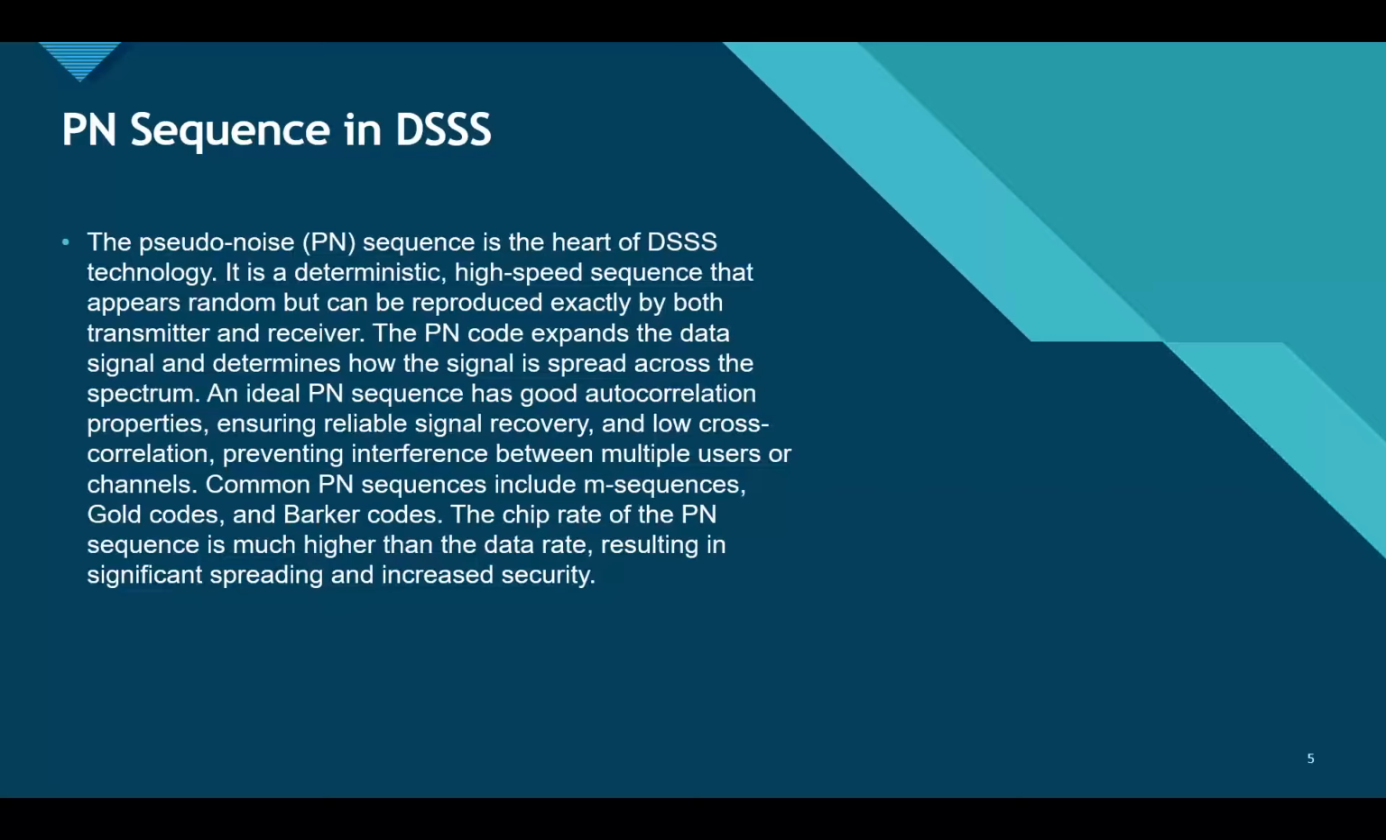Commonly, pseudo-noise sequences include m-sequences, Gold codes, or Barker codes. These are types of codes which are widely used. The pseudo-noise sequence always runs at much higher speeds than the data rate. This high chip rate is what creates spreading and increases security.